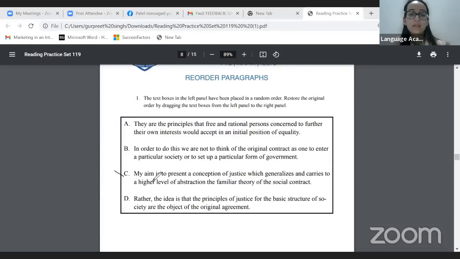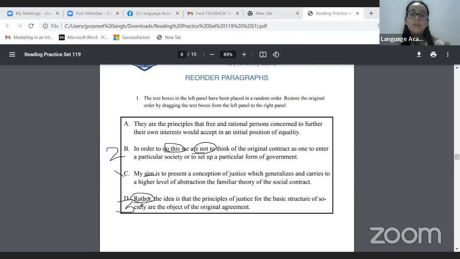First of all, we said that in order to do this, you should talk about something that you can do first of all. So that is why it comes after the C sentence. "In order to do this" means in order to reach this aim, we are not to think of the original contract as one to enter a particular society or a particular form of government. Rather, the idea is that.